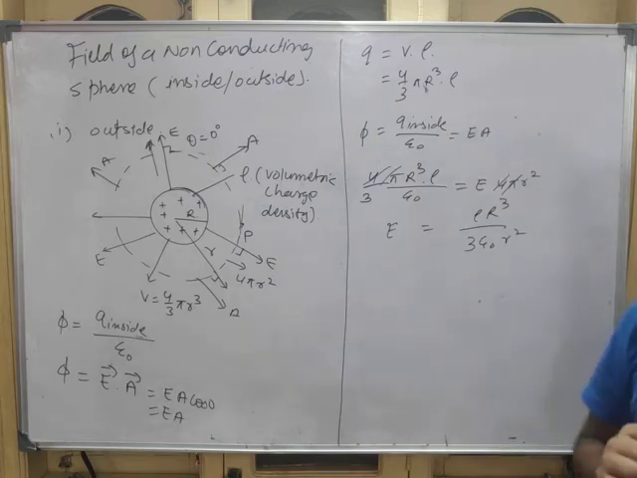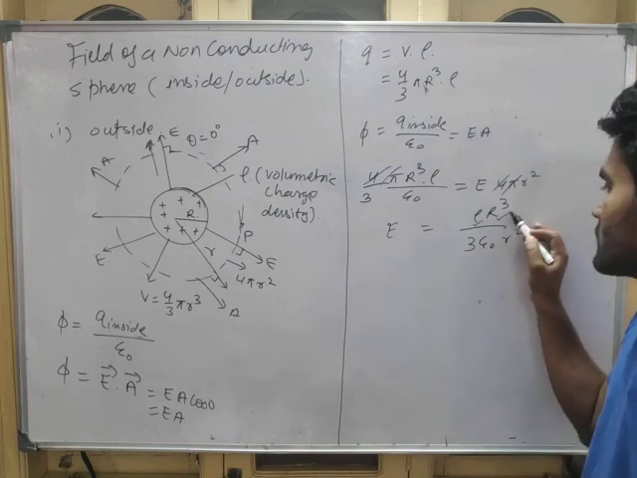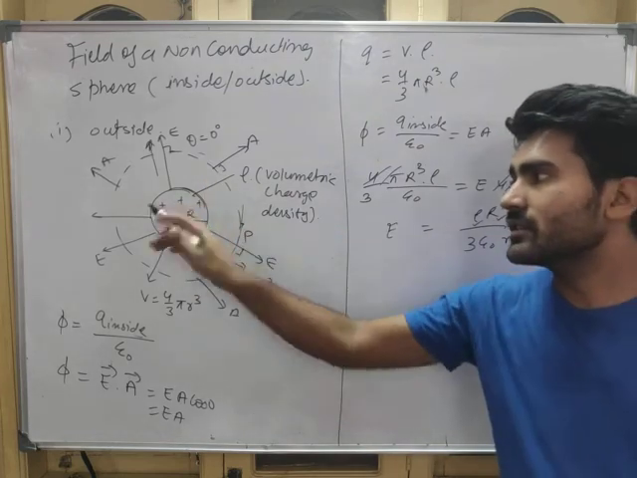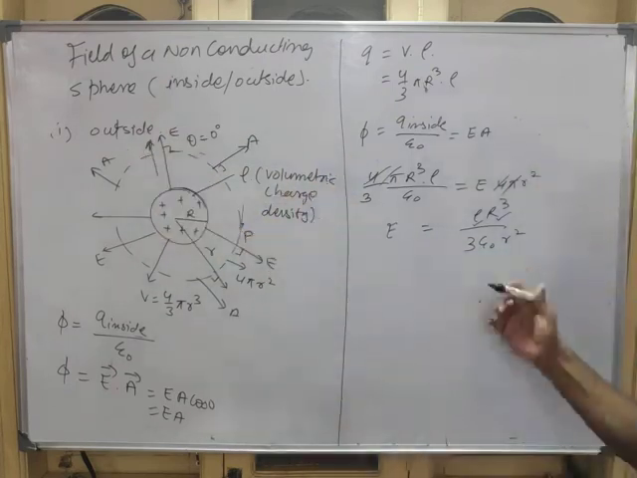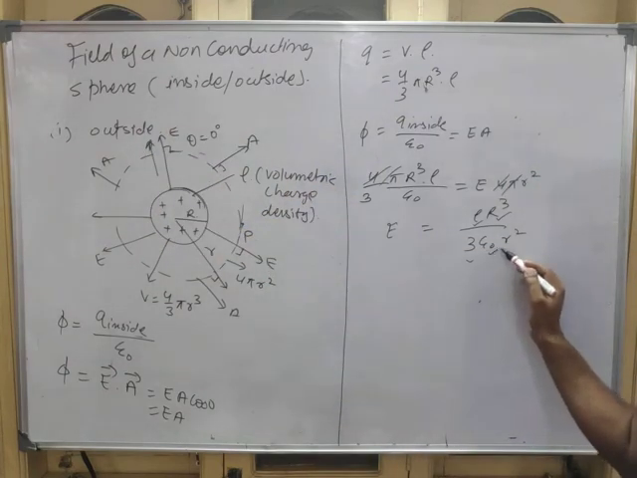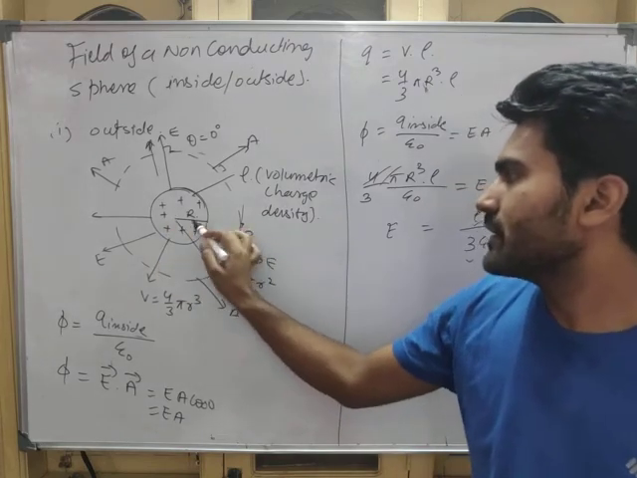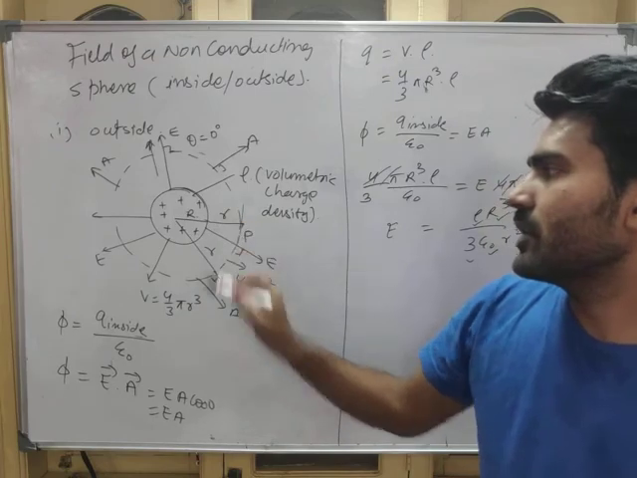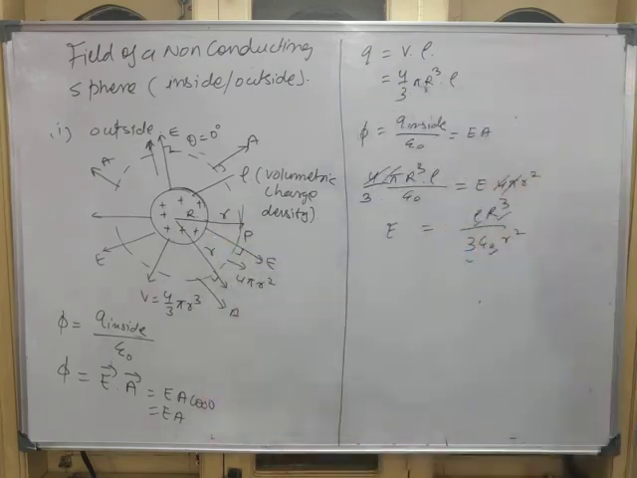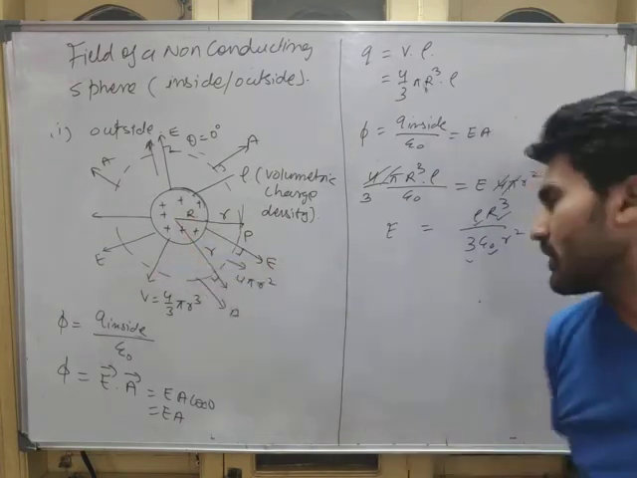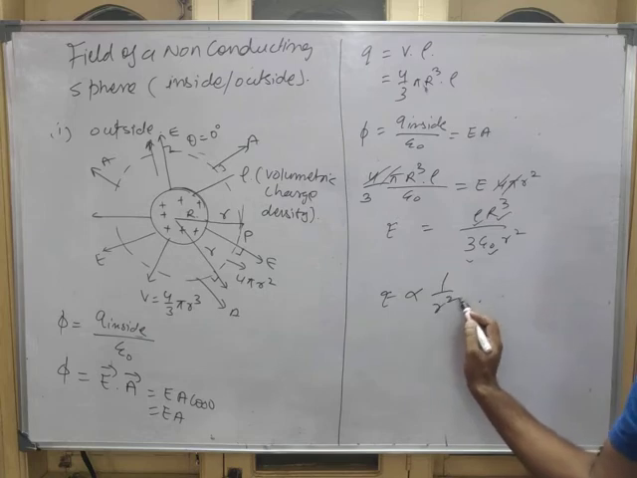Now you see here carefully, this rho is constant for a body. This capital R is also constant because it is the initial body, for which we have to find the field. 3 is constant, epsilon naught is constant. So only this r is the variable. This is the point where we have taken the point, and the distance of this point from the center is r. So can I say E is inversely proportional to r square.